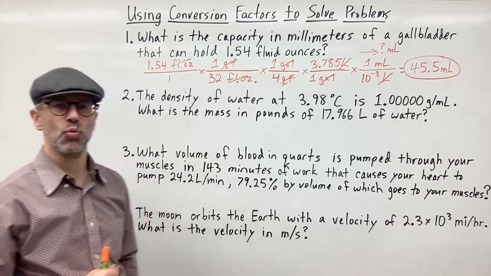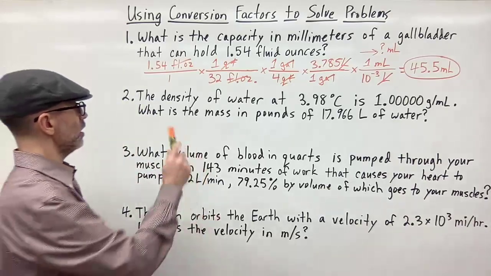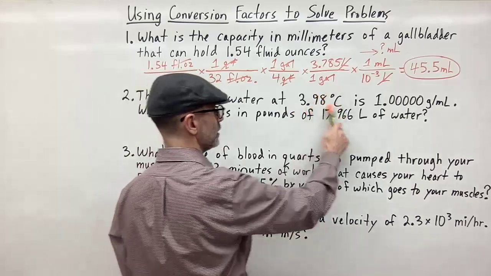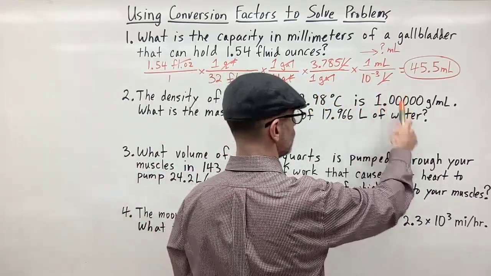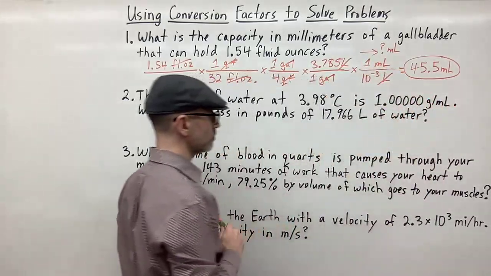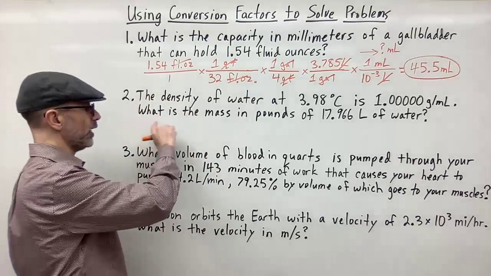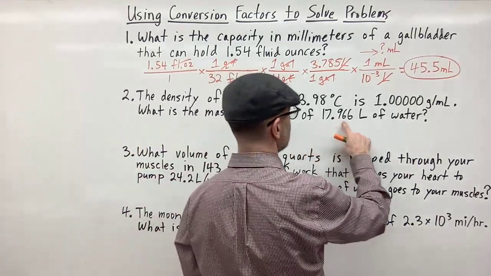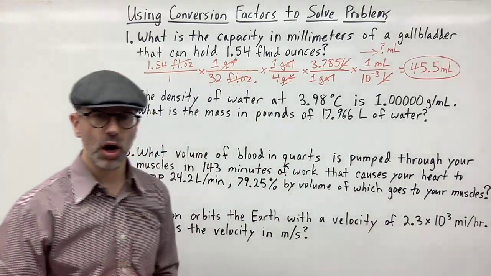Okay, that's number 1. Number 2, we're given the density of water at 3.98 degrees Celsius is 1.00000 grams per milliliter. What is the mass in pounds of 17.966 liters of water?